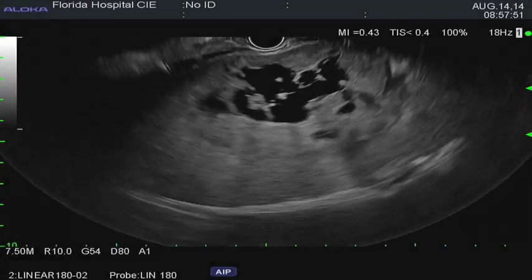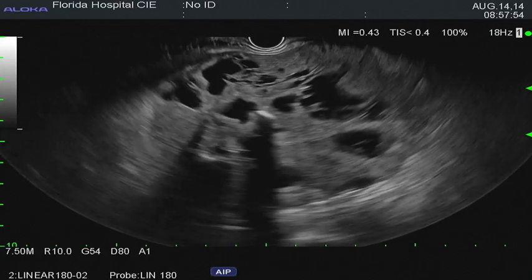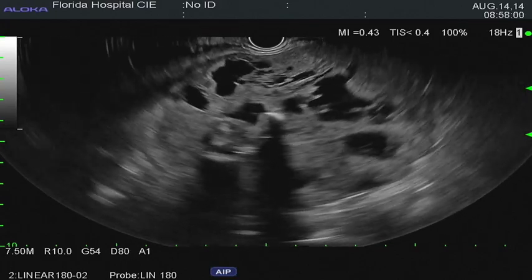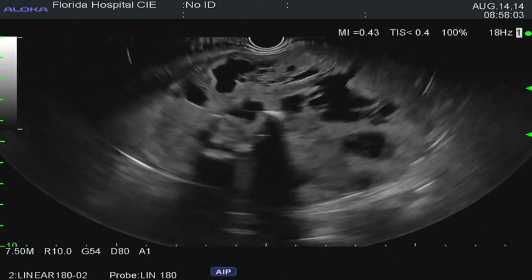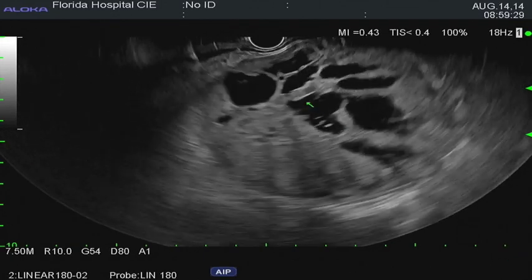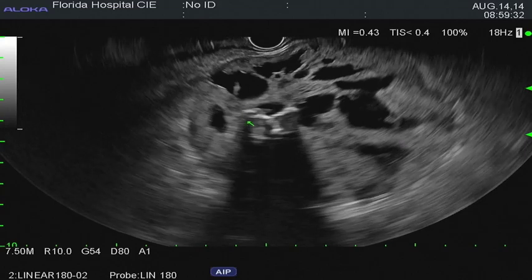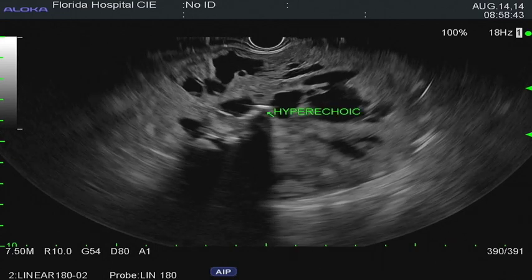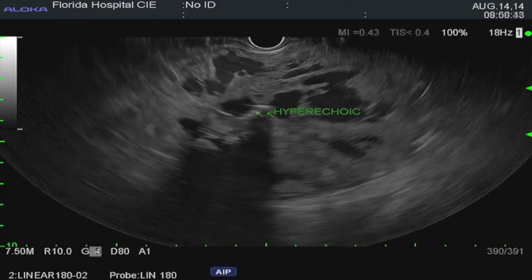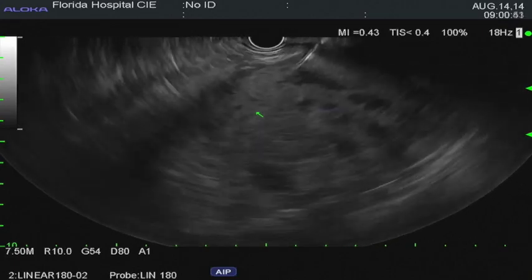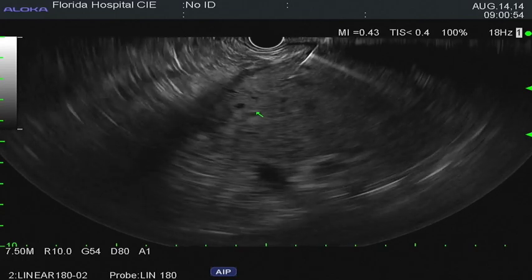An irregular mass was identified in the body of pancreas, measuring 90 by 80 mm in maximum dimensions. It had a heterogeneous echotexture containing microcystic and macrocystic areas and solid components. A central hyperechoic area with acoustic shadowing was also seen. Fine needle aspiration using a 22-gauge needle was performed.